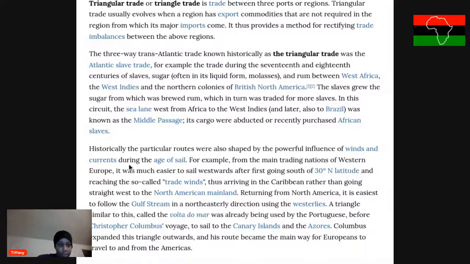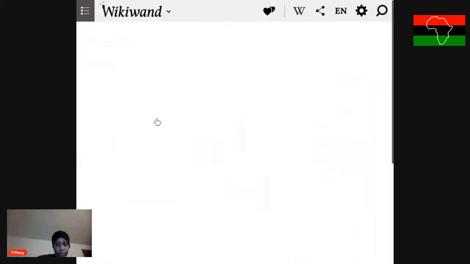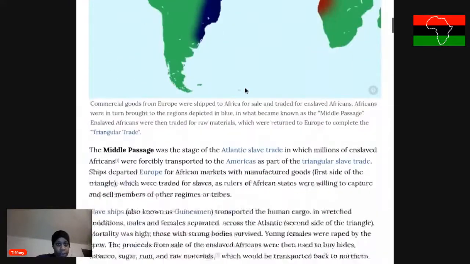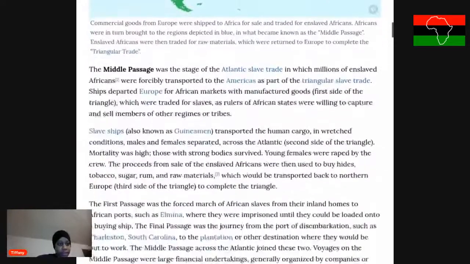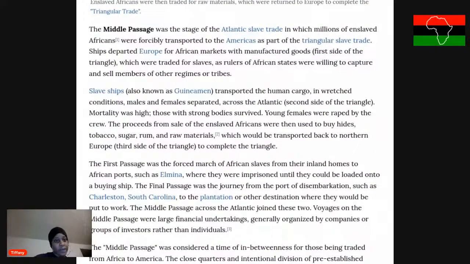All right, so let's look at the Middle Passage for a moment. So what was the Middle Passage? The Middle Passage was the stage of the Atlantic slave trade in which millions of enslaved Africans were forcibly transported to the Americas as part of the triangular slave trade. Ships departed Europe for African markets with manufactured goods, first side of the triangle, which were traded for slaves, as rulers of African states were willing to capture and sell members of other regions or tribes, right?